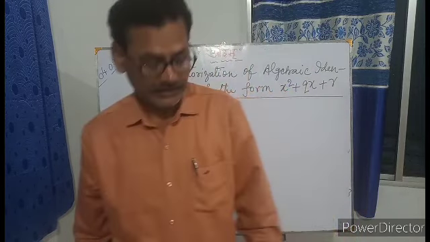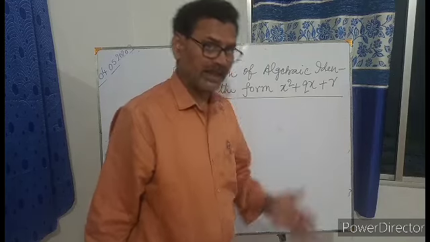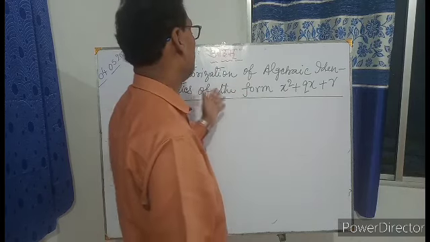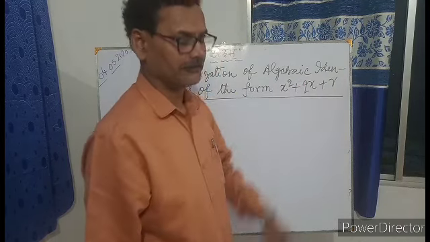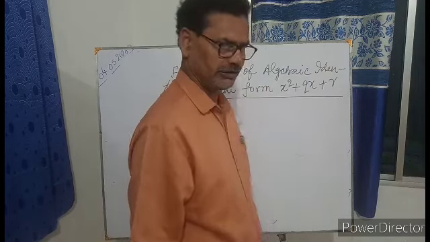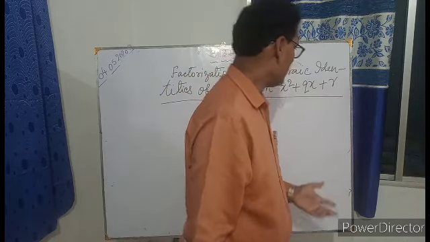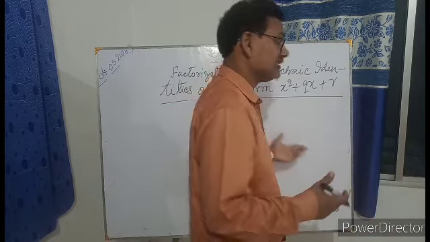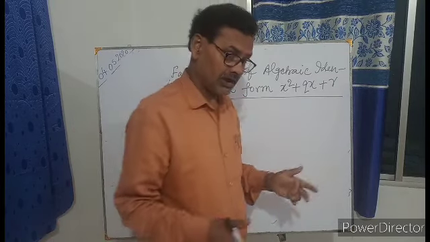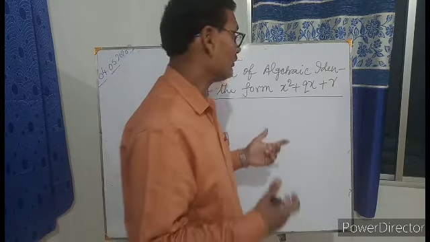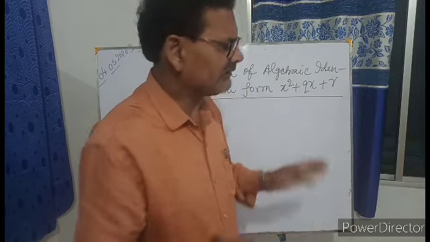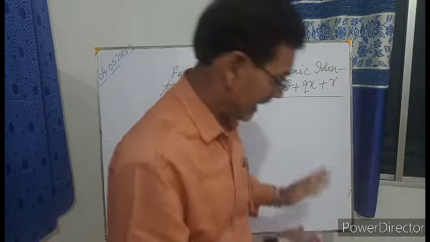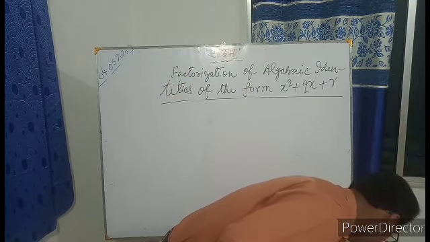Today in this session of lecture, I am going to explain you the methods of factorization of algebraic identities of the form x square plus qx plus r. You might not get confused from this statement. You may say that sir, we haven't seen such kind of algebraic expression, and then how can we do the factorization? This is very simple. Do not get confused. I am going to tell you with an example, and explain everything.